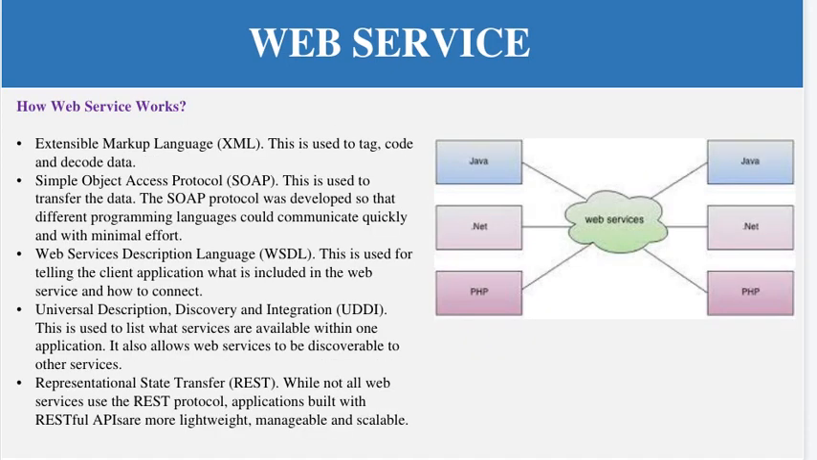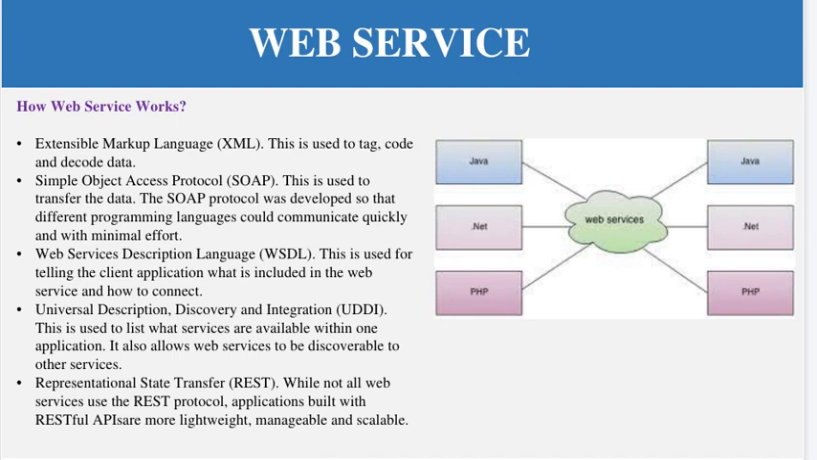Now friends, how do web services work? Basically they use the XML language. Secondly, they also use the Simple Object Access Protocol, SOAP. This is used to transfer the data. Then the Web Services Description Language, WSDL. This is used for telling the client application what is included in the web service and how to connect.